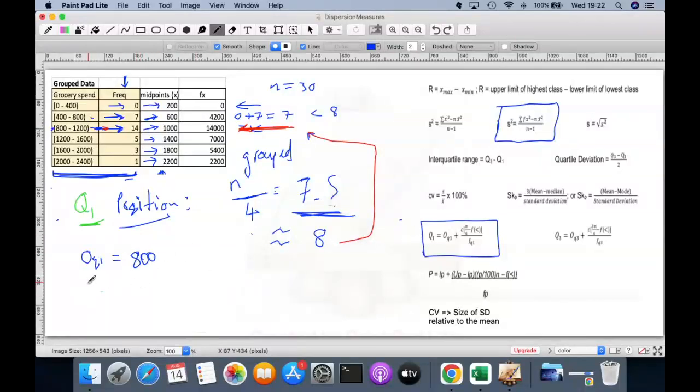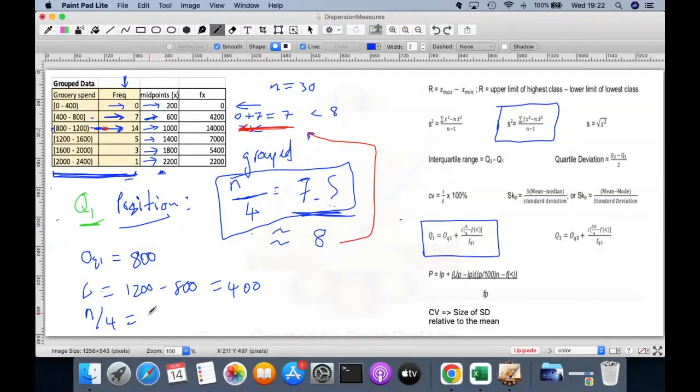Then the next value in that equation is C. C is the class width. How wide is this class? It's basically just the upper limit minus the lower limit, which is 400. That's your C. The next value is n over 4, in that equation. And you've already done that. You've done it here. There it is. It's 7.5.